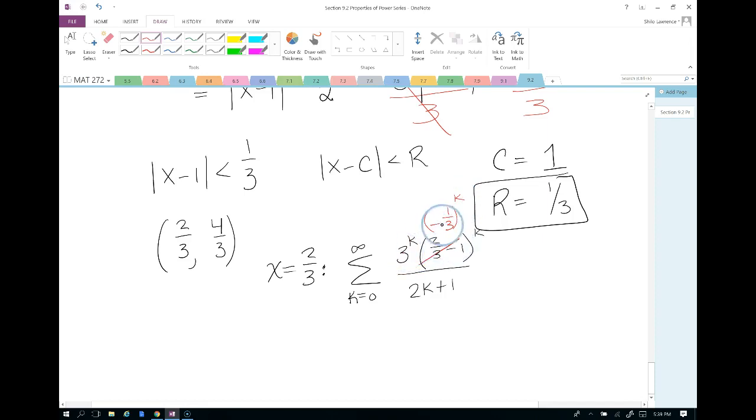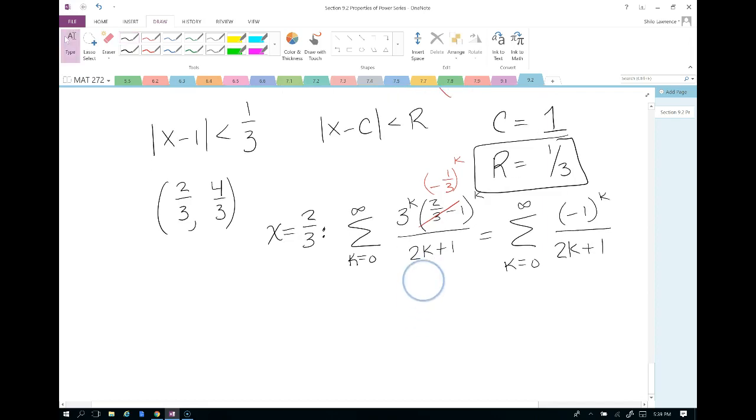In my numerator, I'm multiplying two numbers that have the same exponent. That means you can multiply their bases. When you have two factors with the exact same exponent, you can multiply their bases to combine them. So really in the numerator, 3 times a negative third is a -1. So I've got the sum from k equals 0 to infinity of -1 to the k over 2k plus 1. And we want to know if this is convergent or divergent.